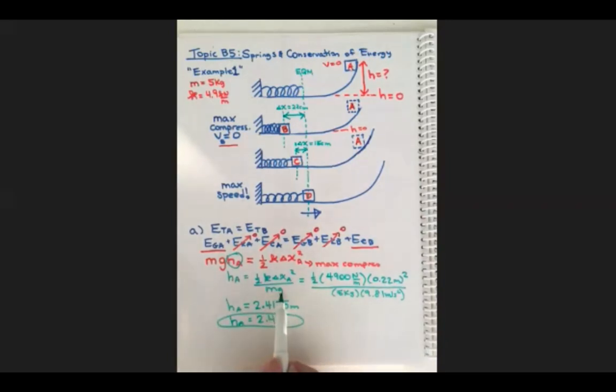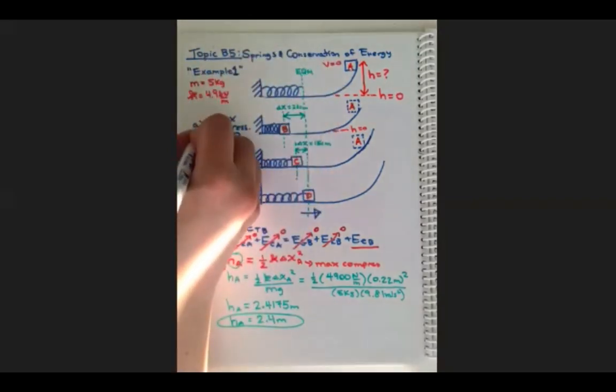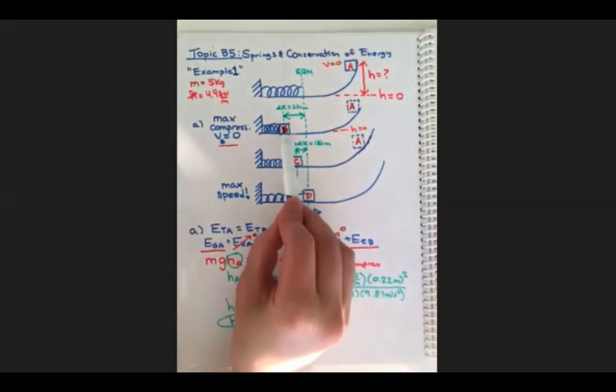We did use 9.81, and that is a measured number. We did chop it off at 3 significant figures, but our delta X and K values were given to 2 significant figures, so we limit it to 2 significant figures. So all we needed for part A was the first 2 diagrams, comparing point A with point B.